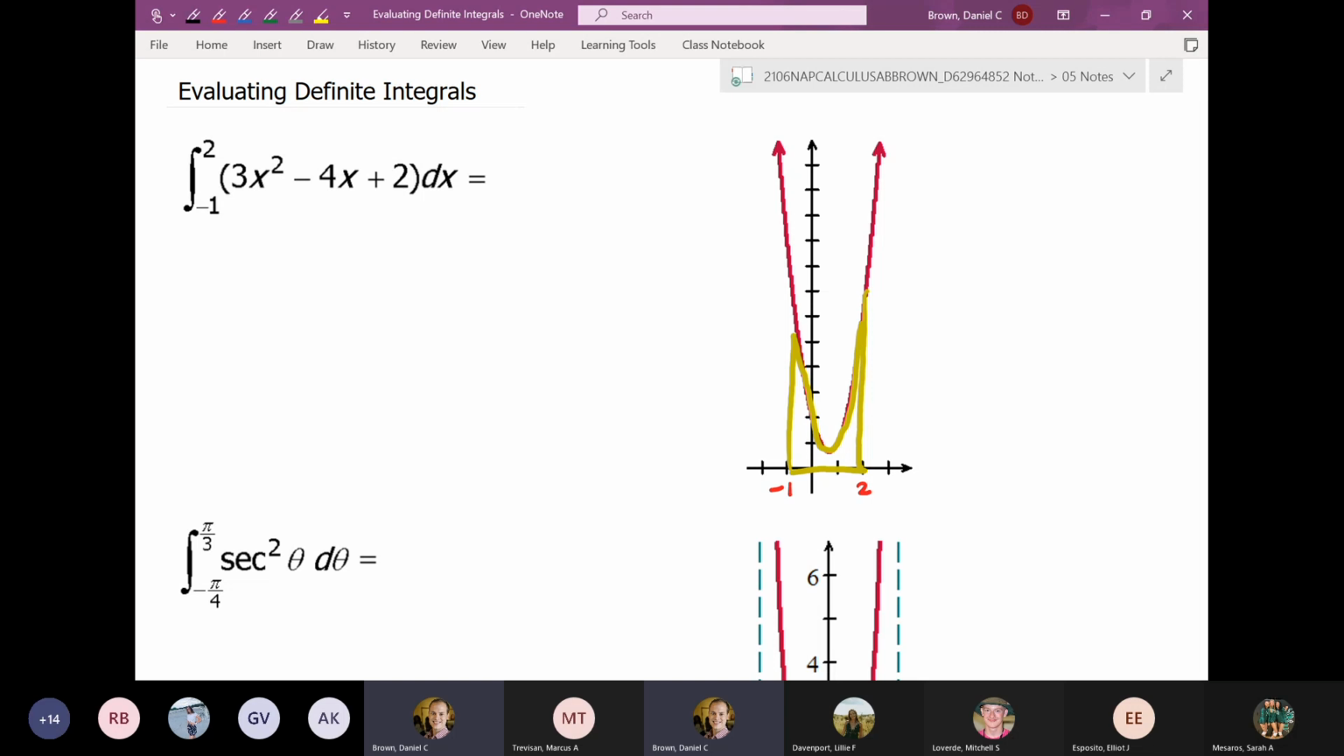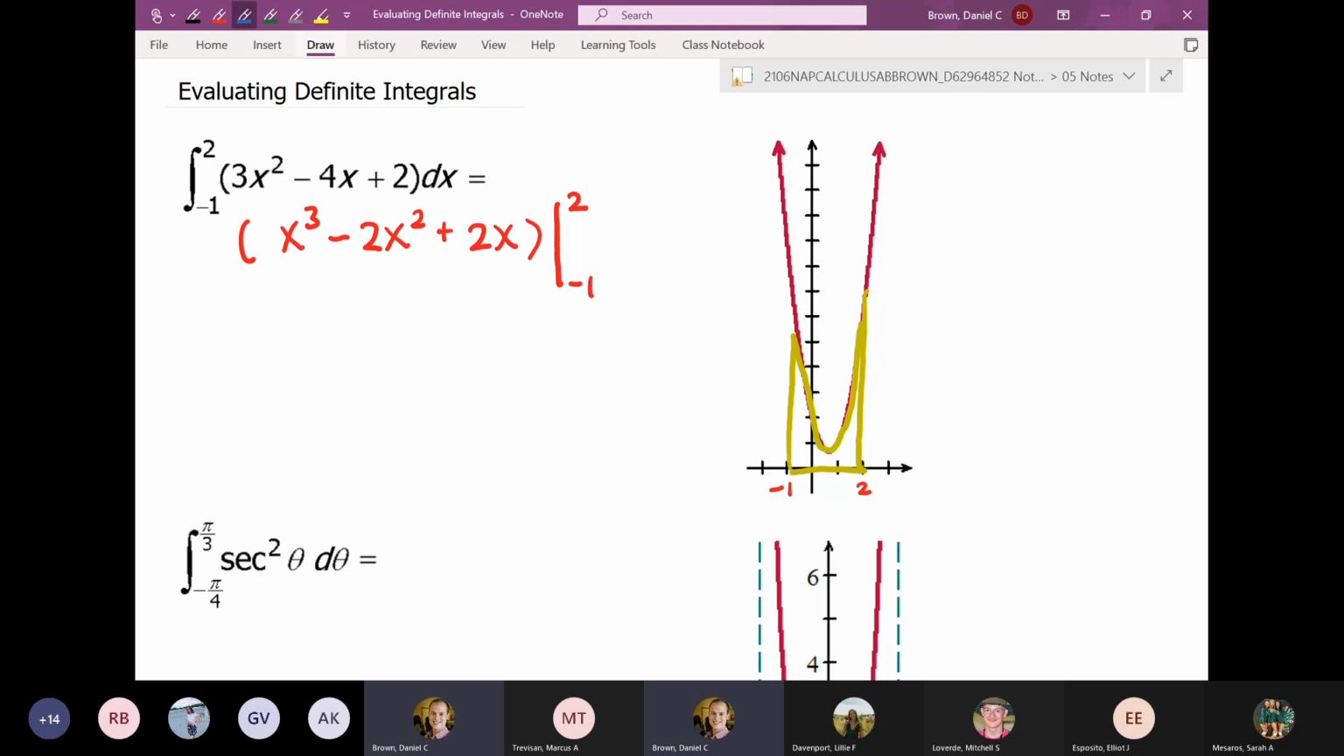Step 1 is to find the antiderivative. So that's going to become x cubed, since 3 divided by 3 is 1, minus x squared, since 4 divided by 2 is 2, and the 2 becomes 2x. I need to evaluate this from -1 to 2. Don't need to worry about the plus c.